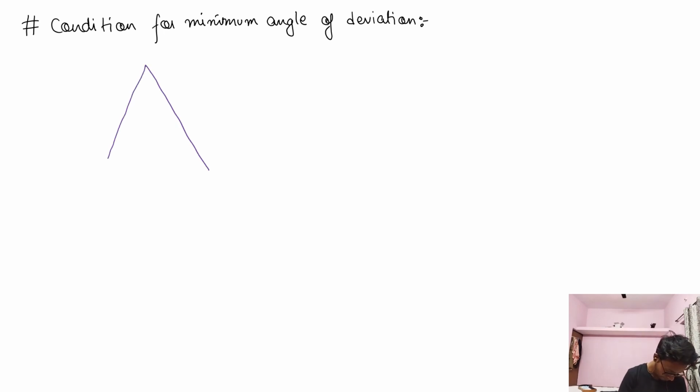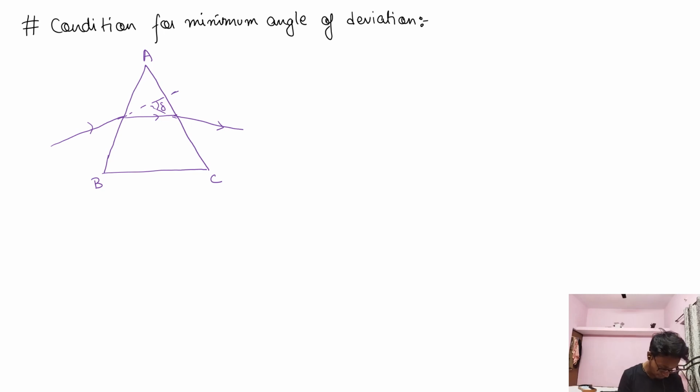Condition for minimum angle of deviation. So what we are trying to achieve here is a prism. This is A, this is B, this is C. And the ray of light goes out here. The ray of light will come inside the prism and the ray of light will go out. And this is our angle of deviation.